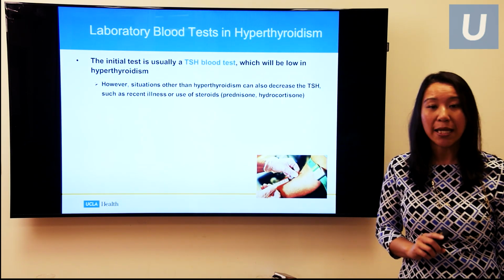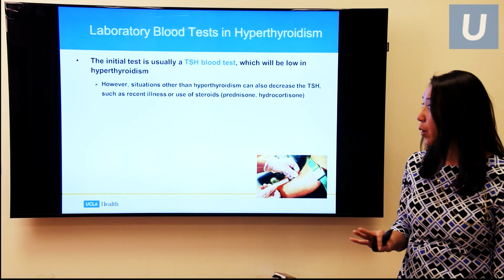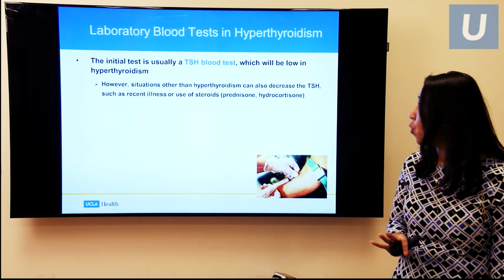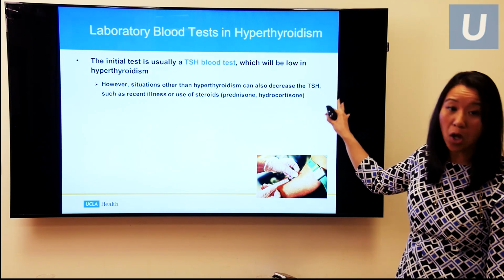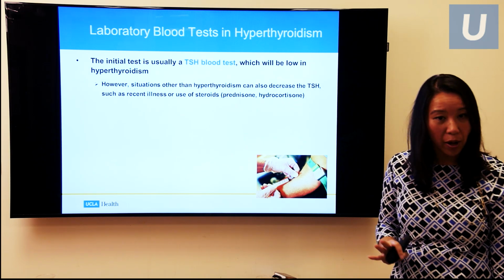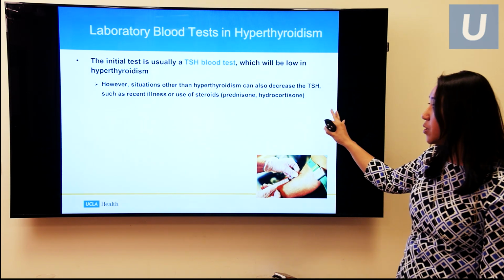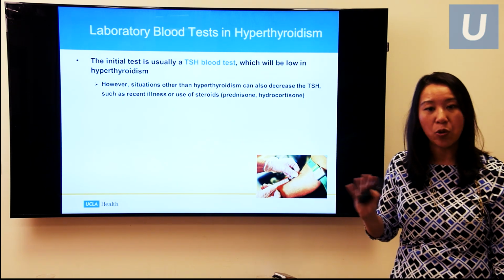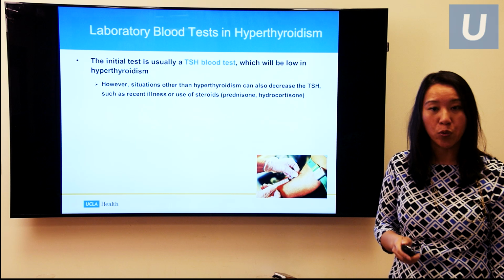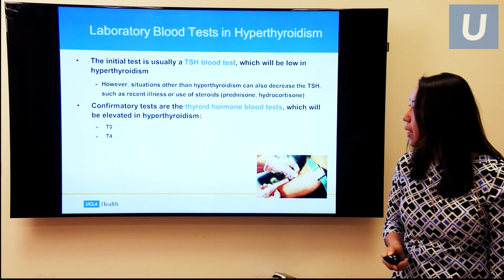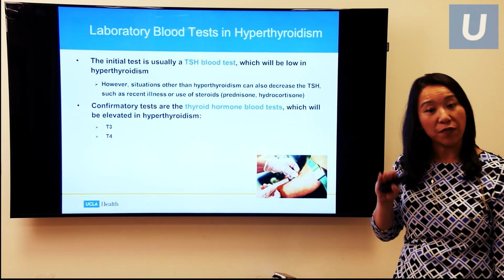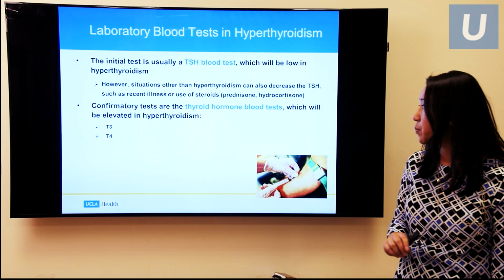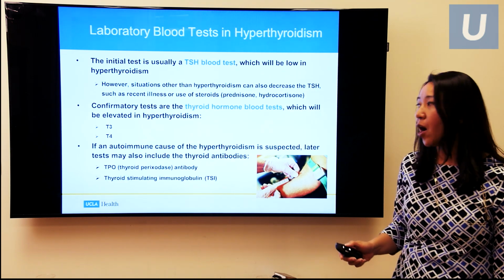So, laboratory testing first. Just like hypothyroidism, the initial blood test that we always do is something called a TSH, a thyroid stimulating hormone. This will be low in hyperthyroidism, just like Dr. Smooke talked about. But there are certain situations that can also lower the TSH, so that needs to be teased out between you and your physician to make sure this is really a true cause of hyperthyroidism. If the TSH is found to be low, we might do some confirmatory tests with measurement of the T3 and T4 that was previously discussed, and those should be high.